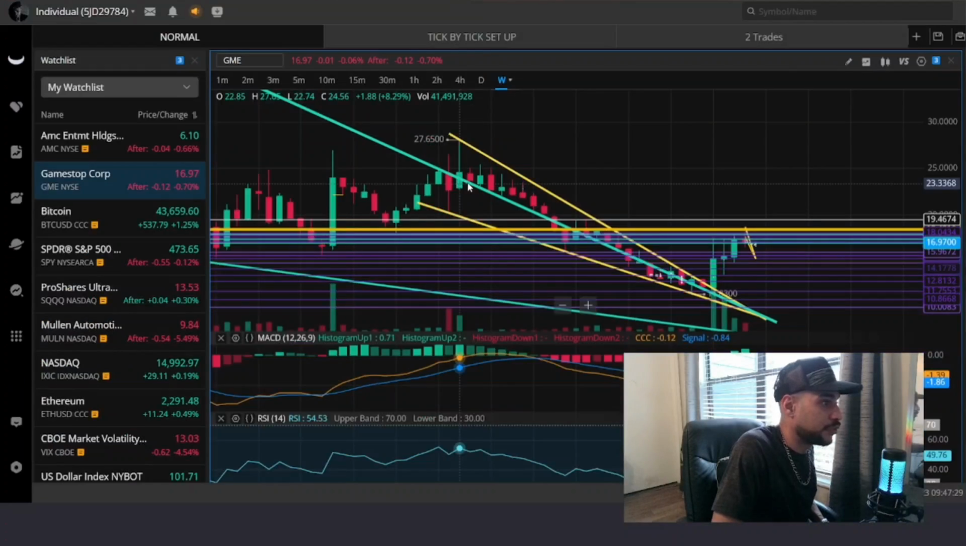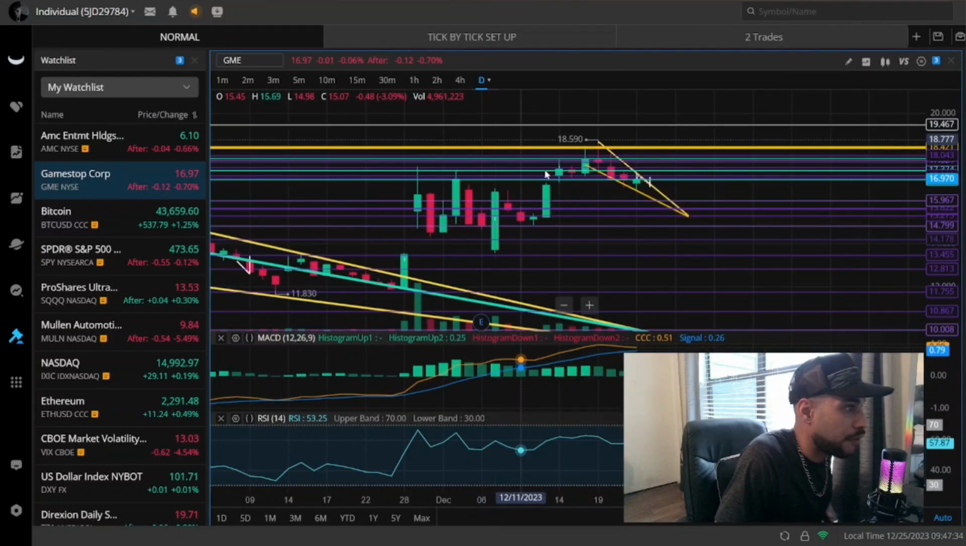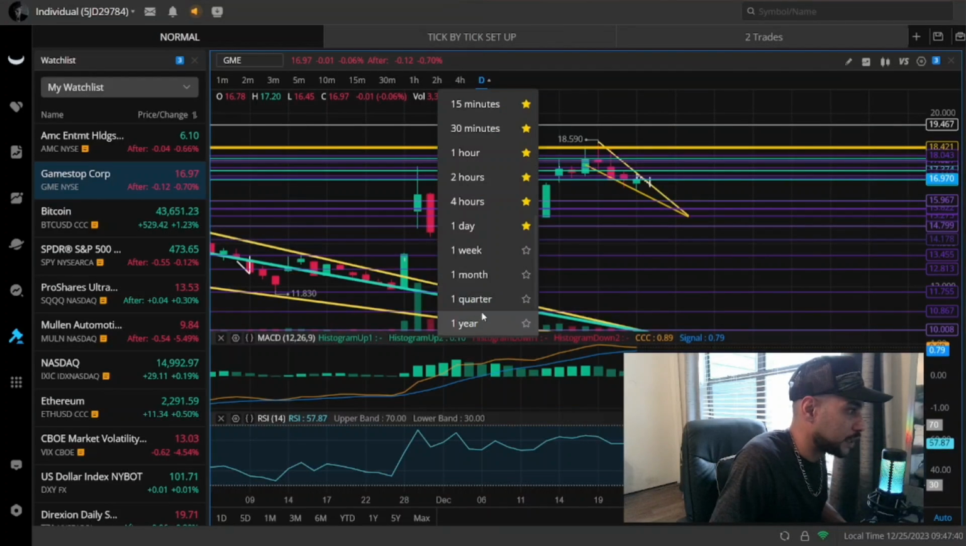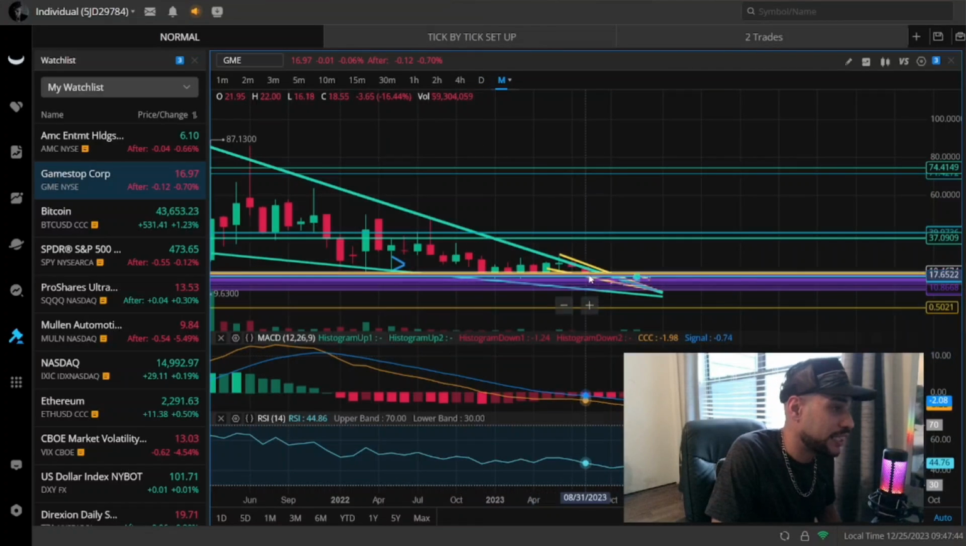You break out. It's been resistance for many years. We've been trying to break above it. Every time we try to break above it, we get pushed back down on GameStop. So GameStop is in an official falling wedge. Once that MACD turns green, this thing's going to absolutely launch.